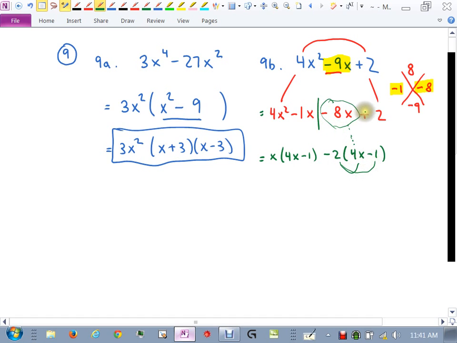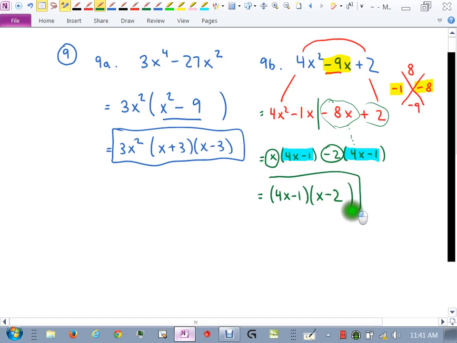And this times this is this. So that does work. And now that these two things match, all I have to do is rewrite it. Put the 4x minus 1 here, and then the other two things that were in front go into my next parentheses. And I am done.